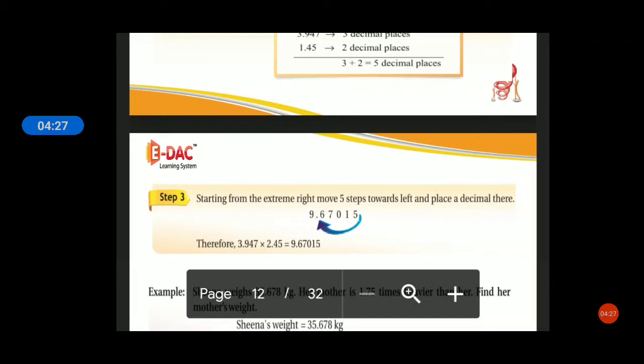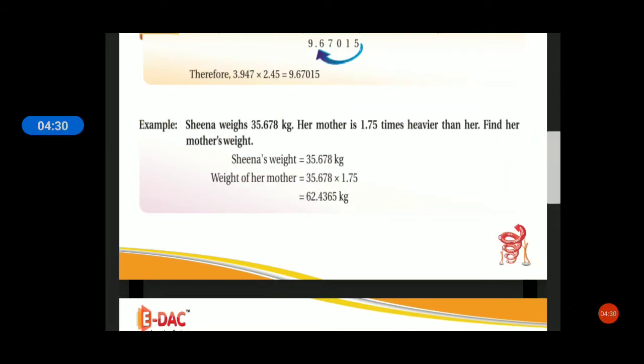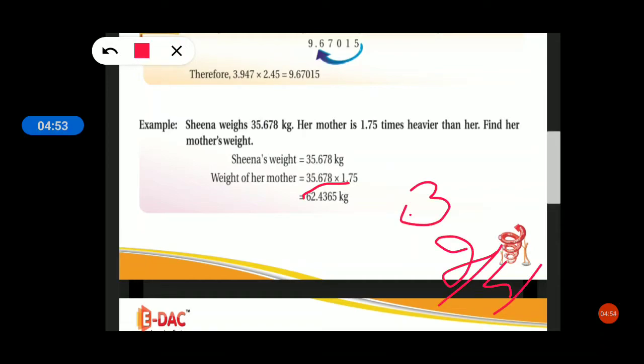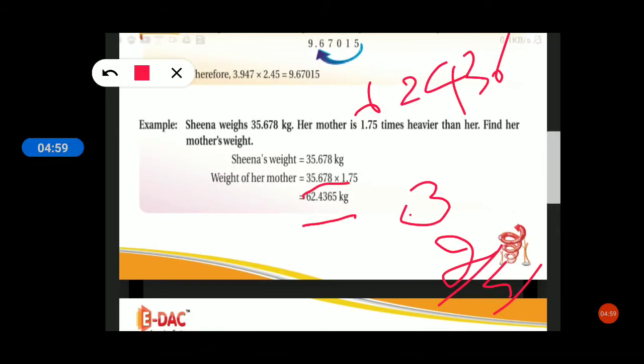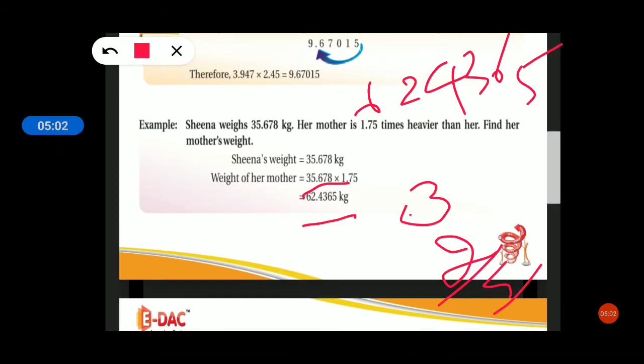Now we will see the next examples of the practice zone. See an example here. Sheena weighs 35.678 kg. Her mother is 1.75 times heavier than her. Find her mother's weight. So you need to multiply directly. Now just remove the decimal point and multiply. After decimal, how many numbers are there in 35.678? 3 is there. Here 2. So 3 plus 2, 5. So the product is 6, 2, 4, 3, 6, 5. Understood, students? In the product, just count here 1 2 3 4 5. Here you need to keep a point. That's all.